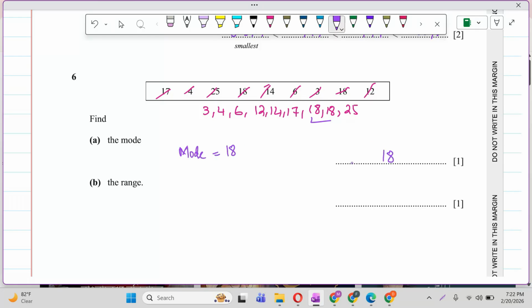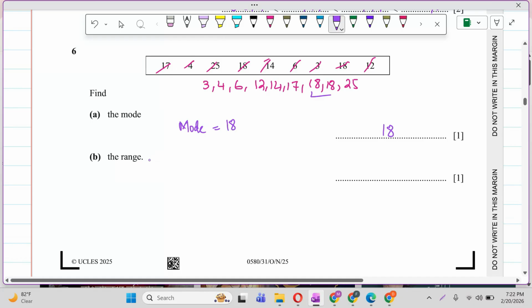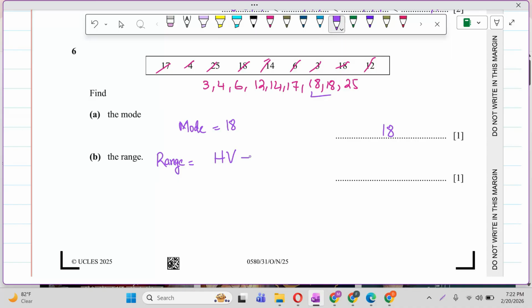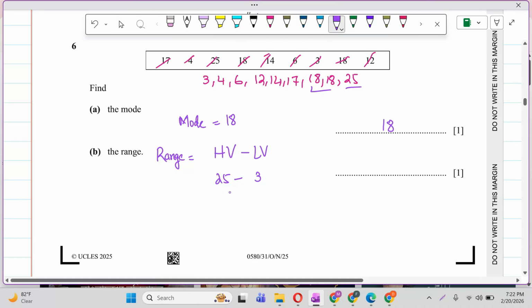Okay. Find the range. Range is the highest value minus the lowest value. In this case, the highest value is 25 minus the lowest value, which is 3. So 25 minus 3 is 22.